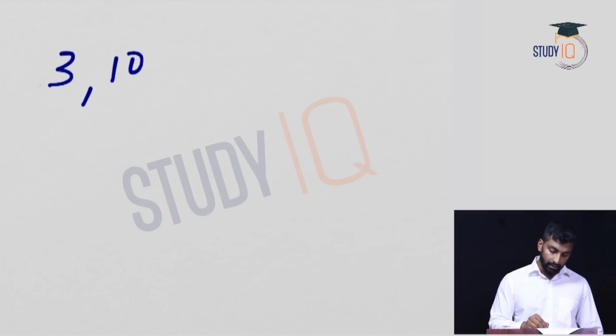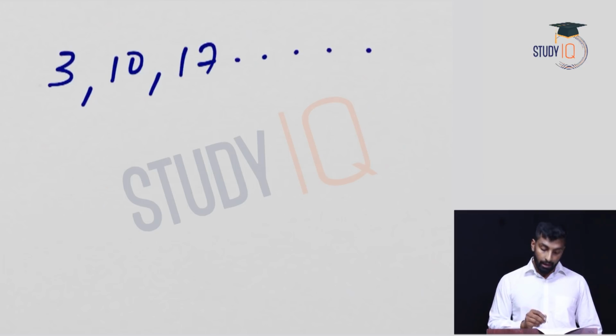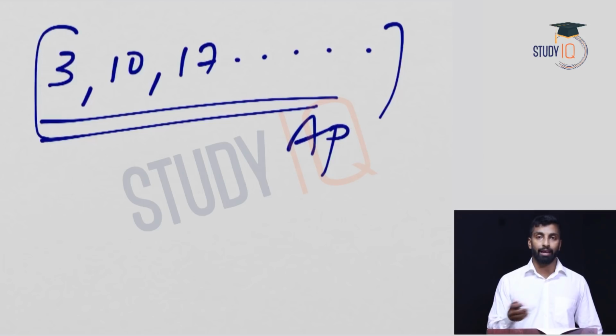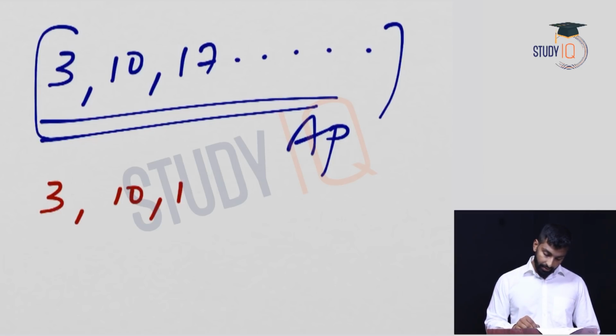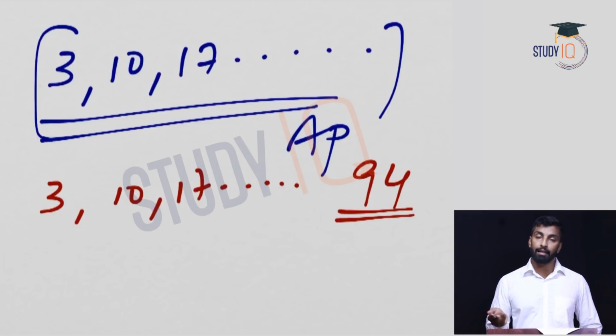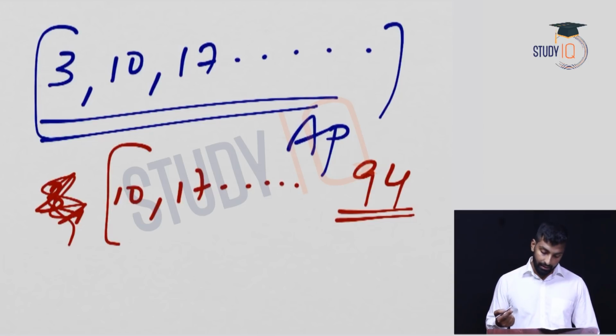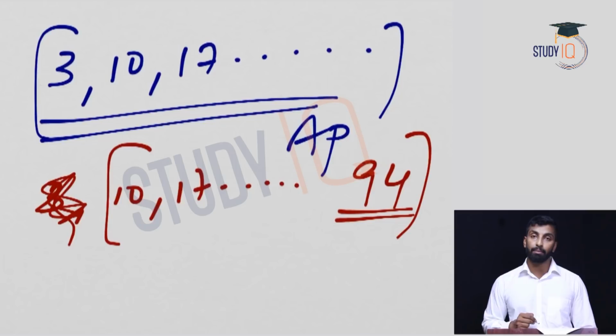What is the next term? 10. What is the next term? 17, etc. It will go. So what is this? This is nothing but an AP. Now the question is related to AP only, and we had enough discussion about this, right? So how will you proceed? 3, 10, 17, etc., which is going on. What is the last 2-digit number? 3 is not the first number, right? We will start from 10 because it is given that it is a 2-digit number. The last 2-digit number is 94.